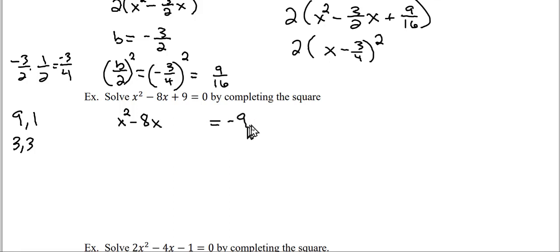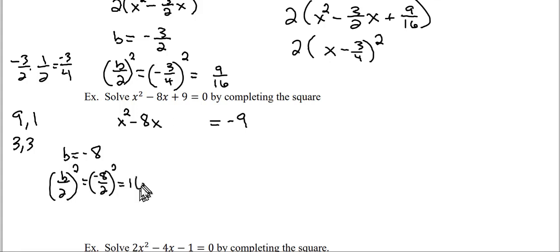Subtract 9 from both sides of this equation. I left a little space here because I'm going to do some work in there. I'm actually going to complete the square on that x squared minus 8x. My b is the negative 8, it's that number in front of the x. Divide it by 2 and square it. When I divide it by 2, I get negative 4.